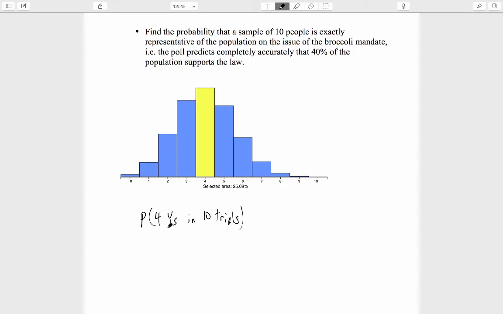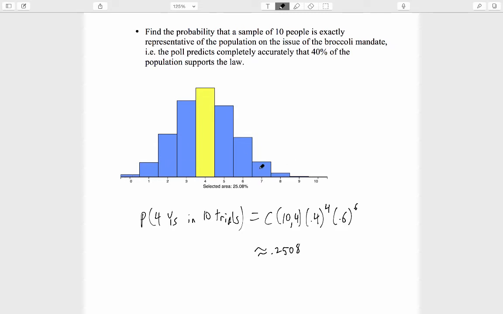I'm writing Y for yes. So the probability of 4 yeses in 10 trials, this is a job for the binomial probability model. This equals 10 choose 4 times 0.4 raised to the 4th power. This is the probability of yes raised to the power of how many yeses there are, times 0.6 raised to the 6th power. This is the probability of something other than a yes raised to how many of those occur. And this turns out to be approximately 0.2508, which, by the way, is already indicated here.